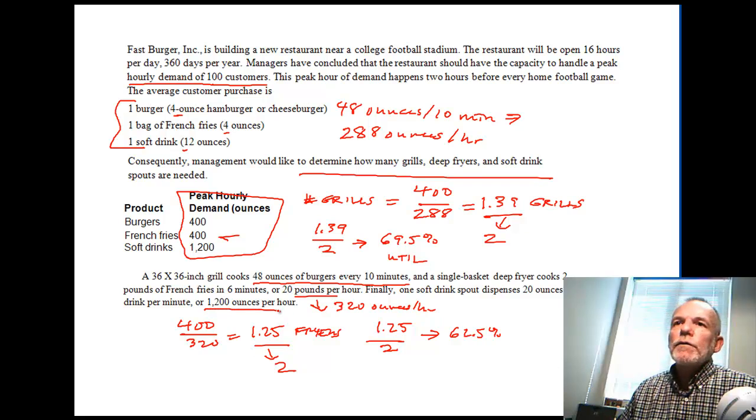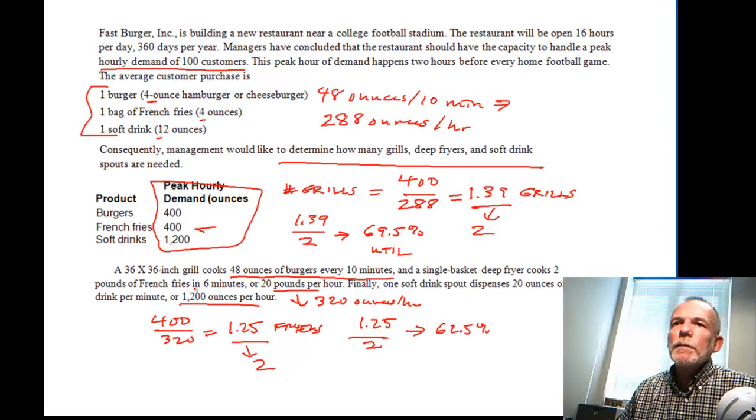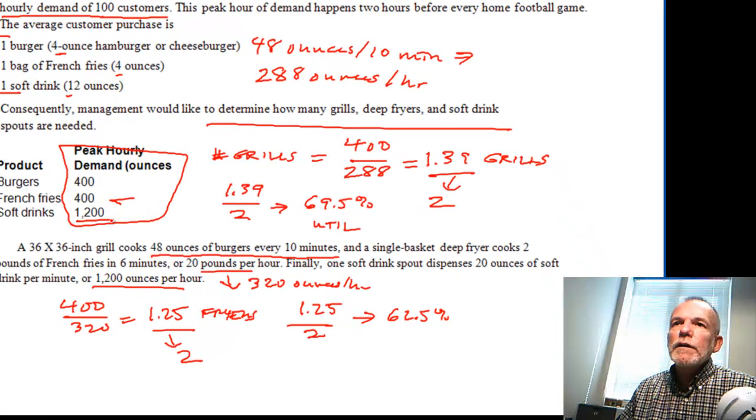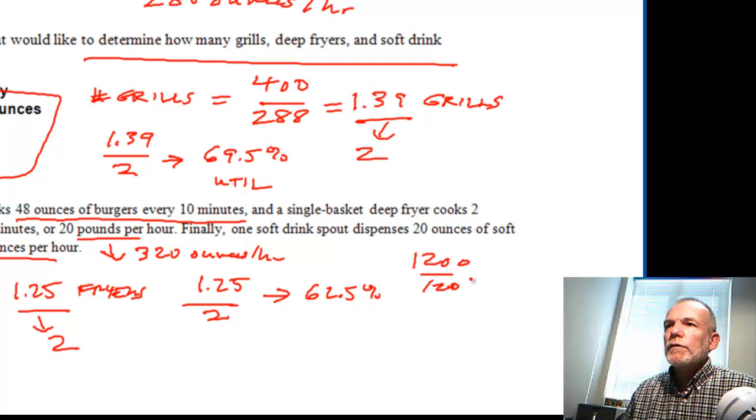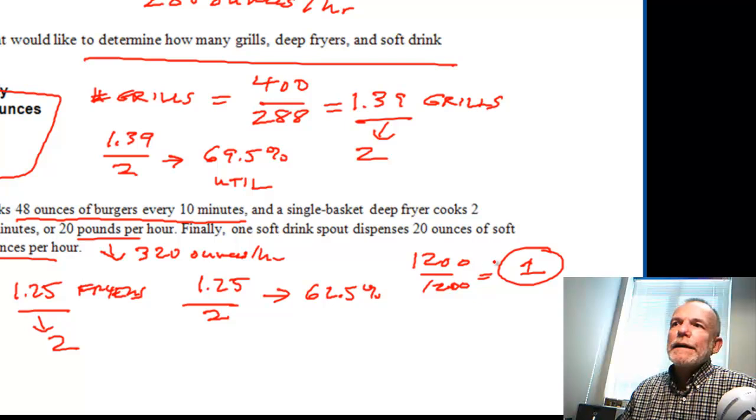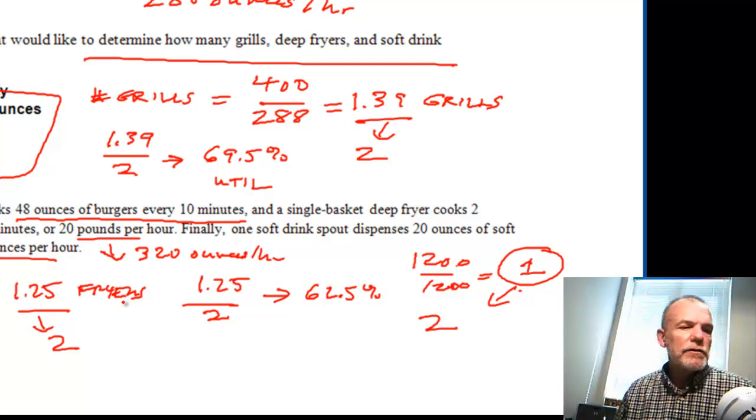1,200 ounces per hour of the drink is the capacity of one machine. We need 1,200, so we'd actually have 1,200 divided by 1,200, or 1, indicating that we would need 1 of these soft drink spouts, and that would be just a little bit too tight there. Need 1,200. 1 could provide 1,200. Management decides to provide 2, and that would be a 50% utilization.